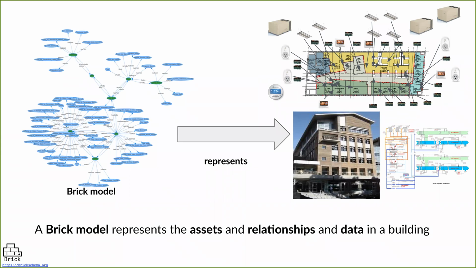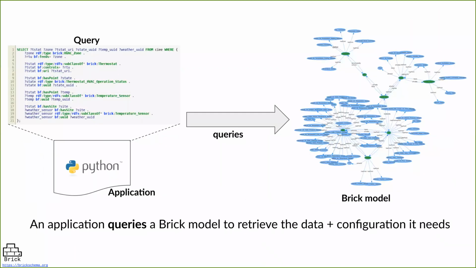And so what that graph is going to do, that Brick model, is represent the assets and relationships and data inside the building. And from that digital representation, that abstraction of the building, our application can then query that. So rather than the application having to deal with all the particulars of how a particular building is represented, what the particular point label representation is, it can now query a standard semantic machine readable representation of that building in order to retrieve the data configuration it needs. And Jason will be speaking specifically about how we can accomplish that later in the talk.